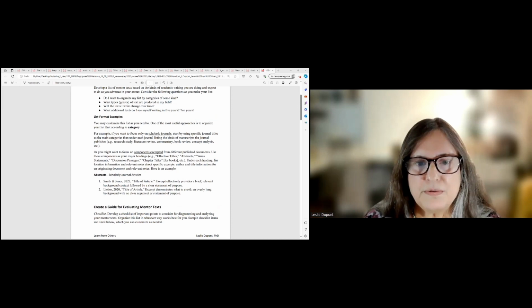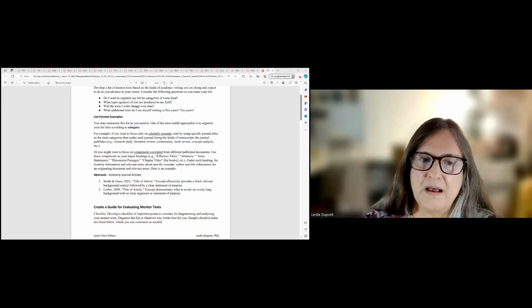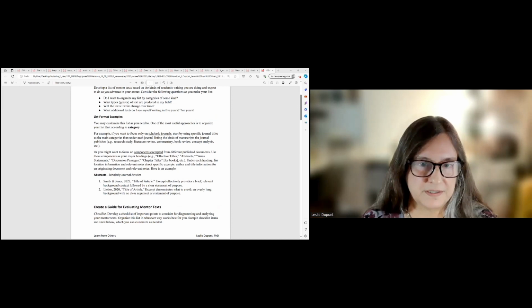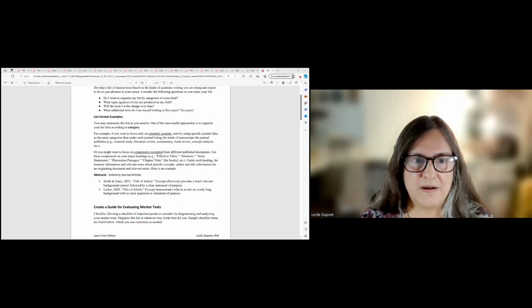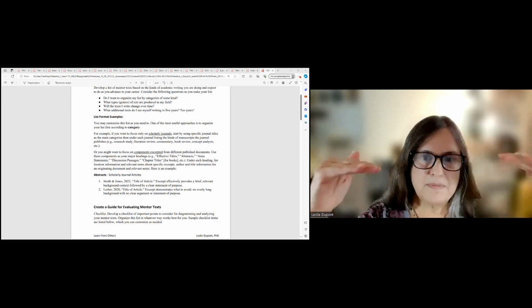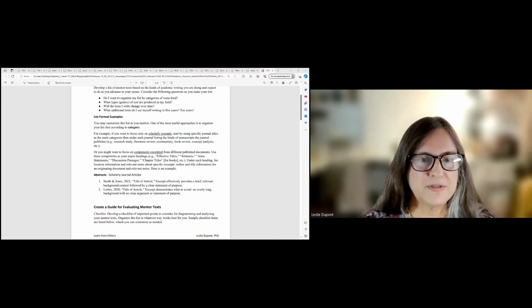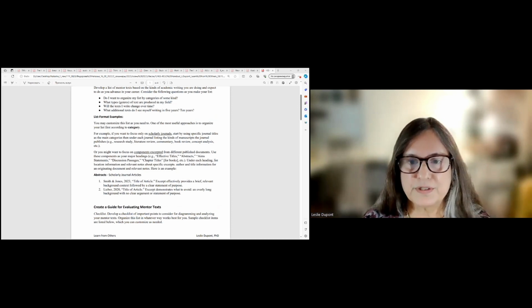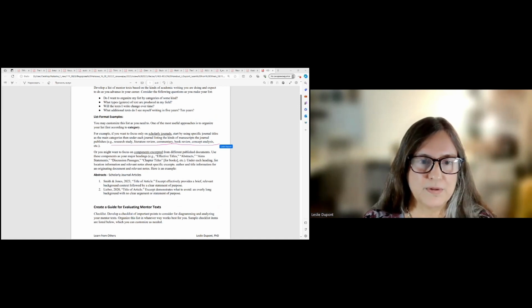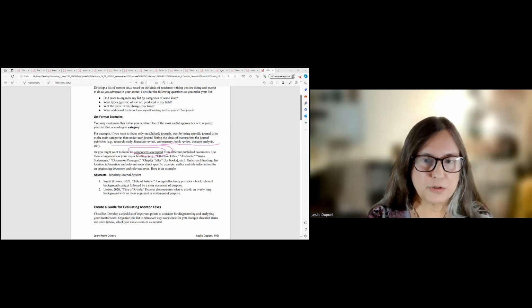One is, for instance, you could focus only on one category, such as scholarly journals, and then break the subcategories into the types of documents that you see published in these journals, such as research studies, literature reviews, and so forth. And the other way you could do it is focusing on different types of genre elements, components that you've excerpted from different published documents.